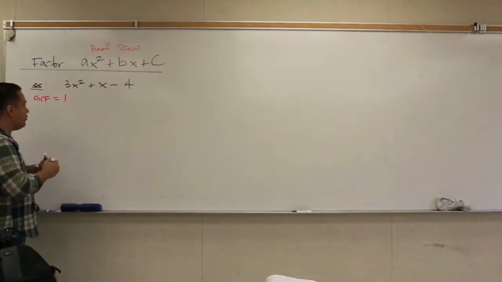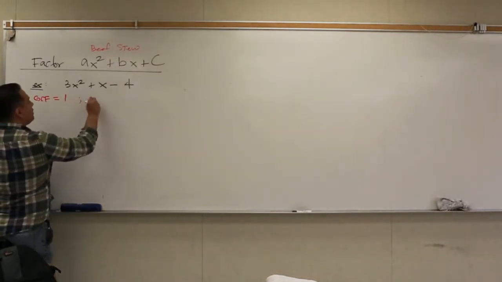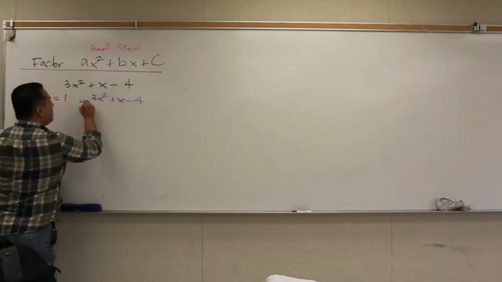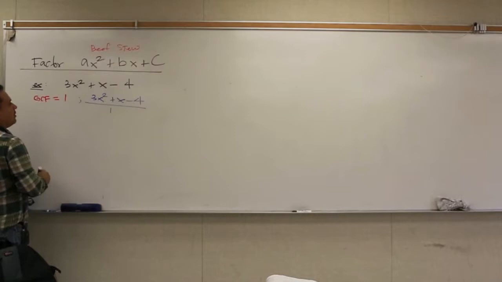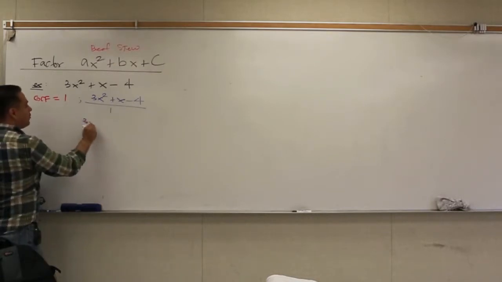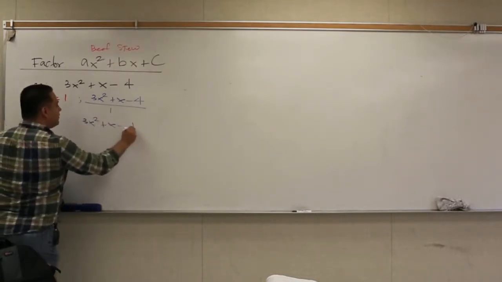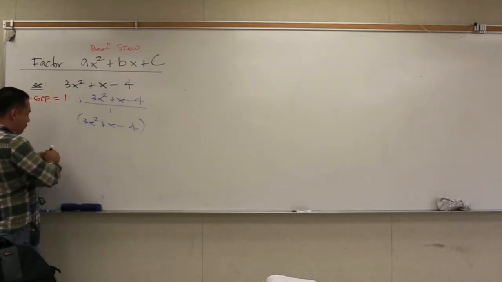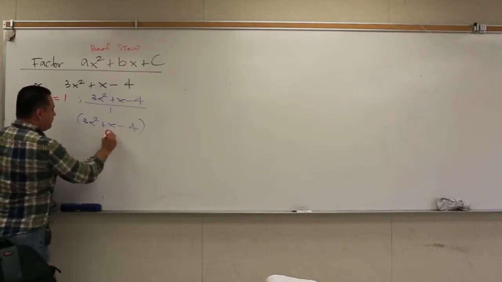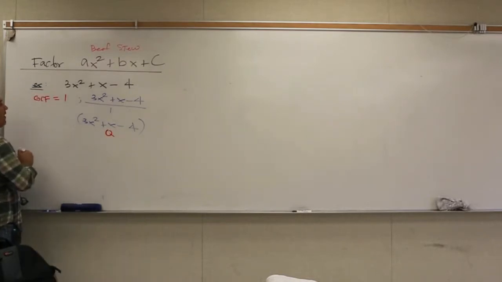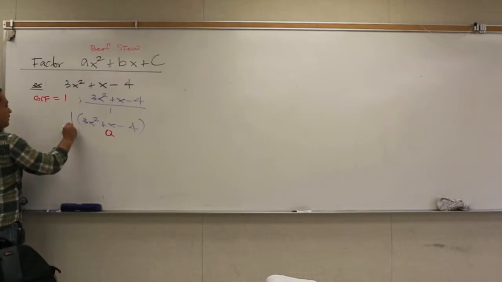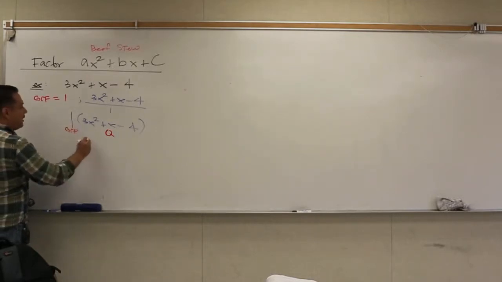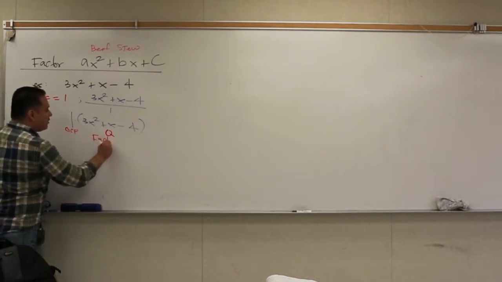So what's my quotient going to be? With the work I did yesterday, my quotient is 3x squared plus x minus 4 divided by 1, so the quotient becomes 3x squared plus x minus 4. Here's my greatest common factor, it's 1. And then we said yesterday, what you do is you factor the quotient.